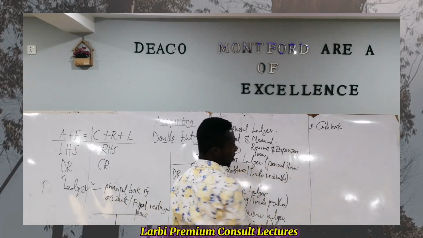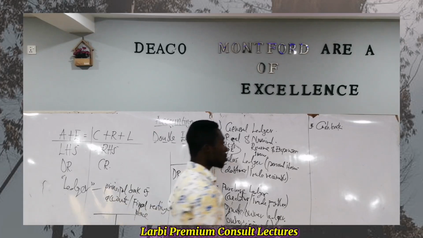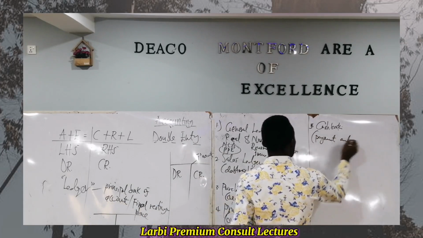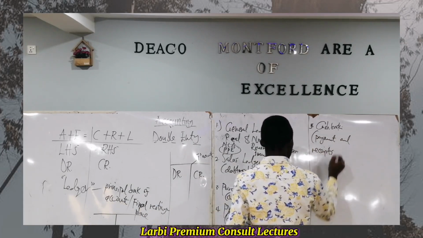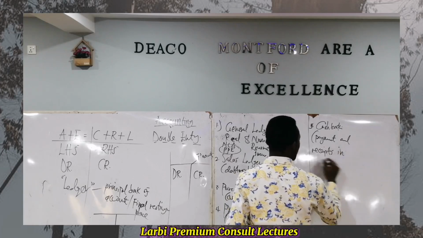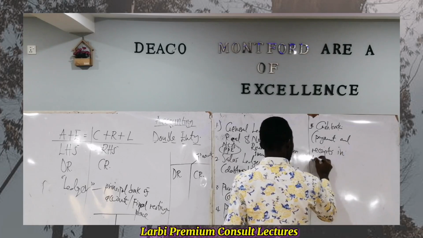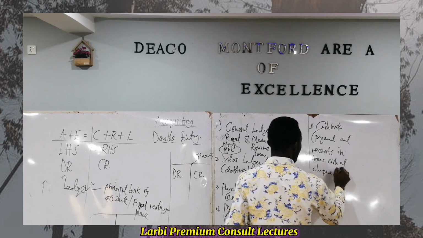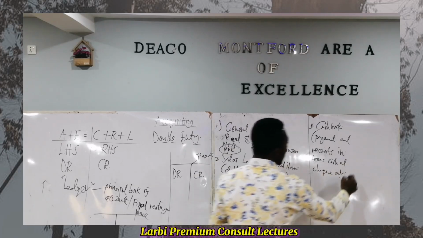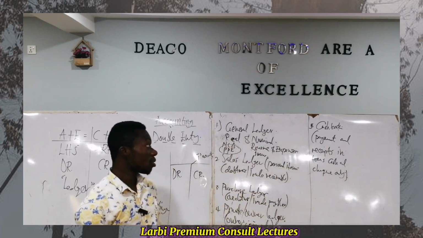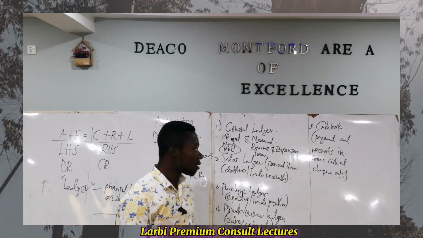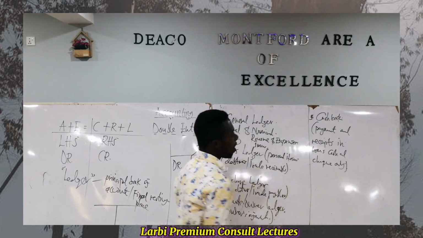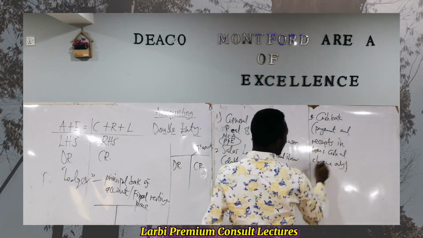And the cash book is also a type of ledger which records items of payment and receipt in terms of cash and cheque only. So that is the issue about the cash book. It's also a ledger which records items of payment and receipt in terms of cash and cheque only. So let's take note of that.